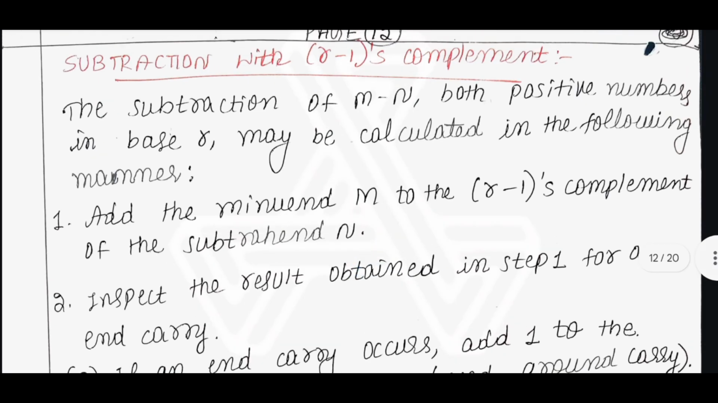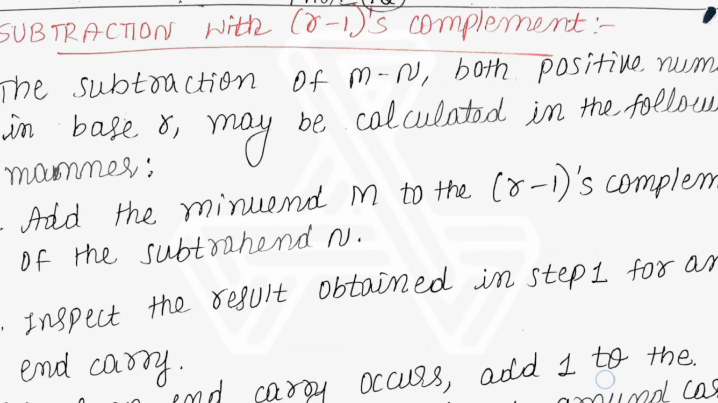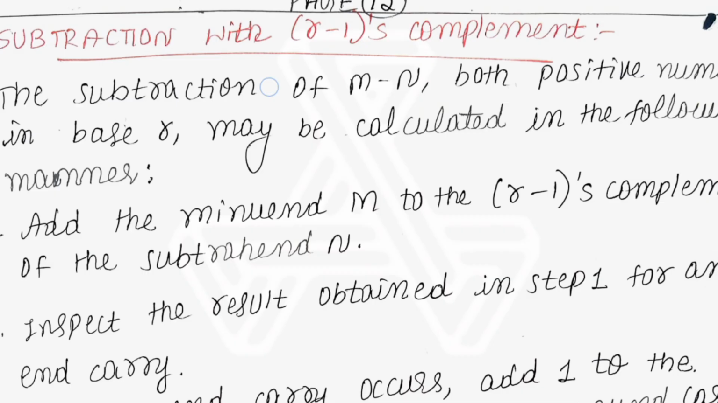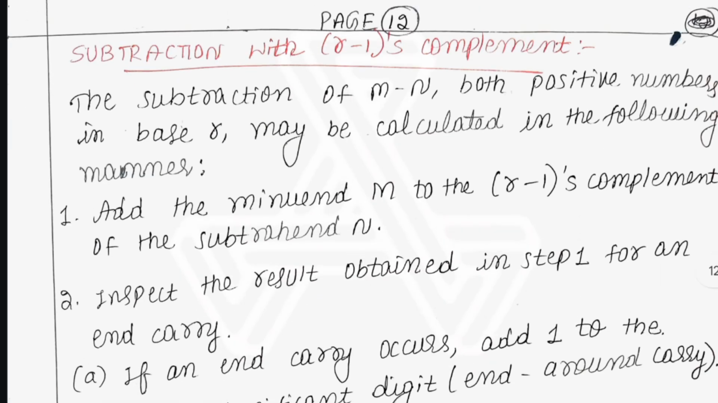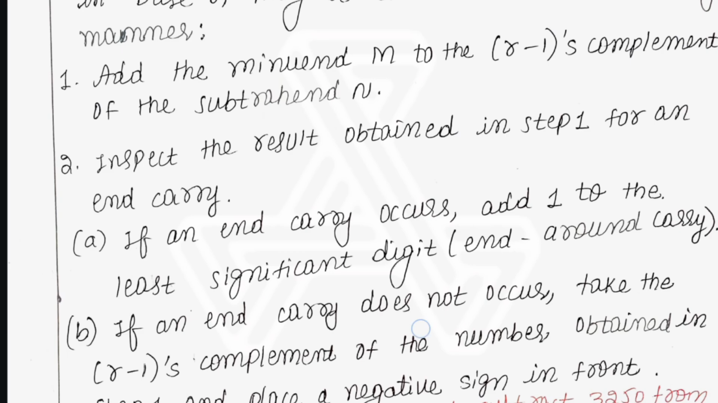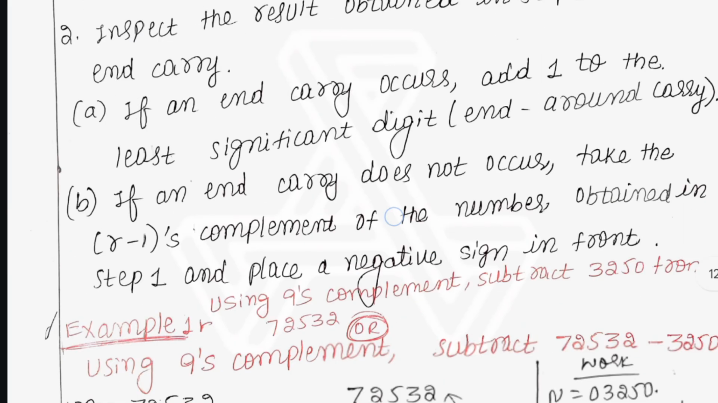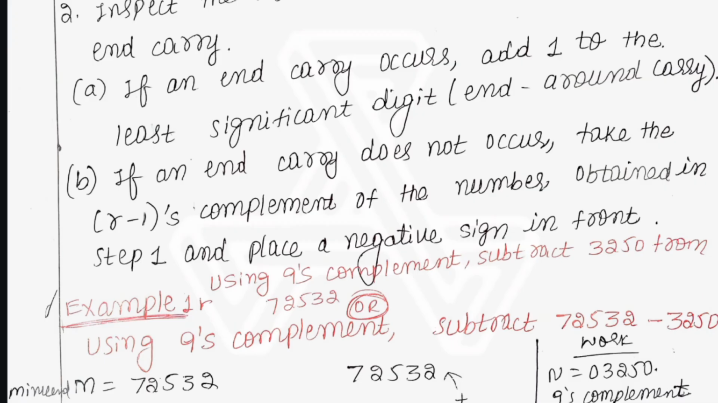Subtraction with r minus 1's complement. Subtraction of m minus n. Add the minuend to the r minus 1's complement of the subtrahend n. Inspect the result obtained in step 1. If an end carry occurs, add 1 to the least significant digit. If an end carry doesn't occur, take the r minus 1's complement of the number obtained in step 1 and place a negative sign in front of it.